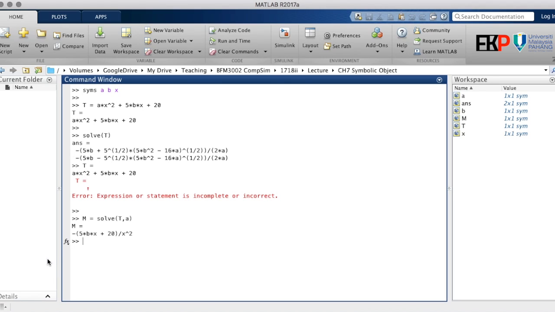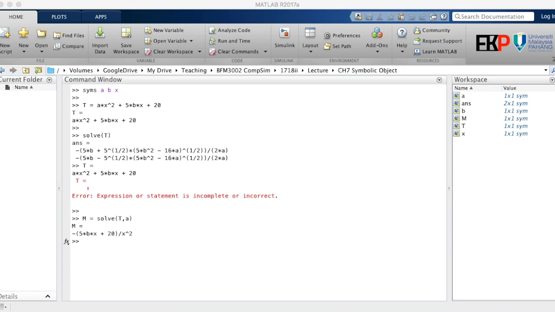So when we press enter, we get another answer, that is m is equal to minus 5bx plus 20 over x squared. So this is in terms of A. So basically A is equal to this. Up here, what we get is the value of X when we solve T. When we do not define any variable, MATLAB automatically solves this for X.